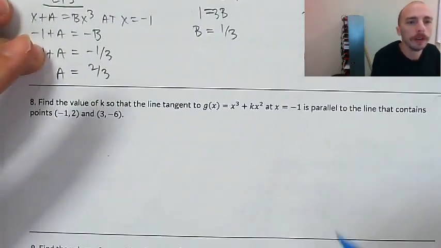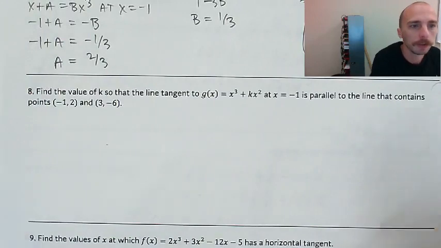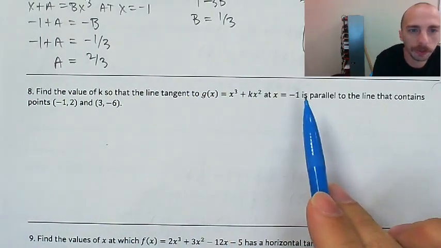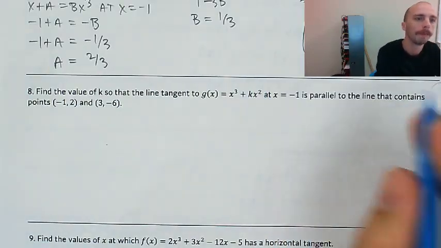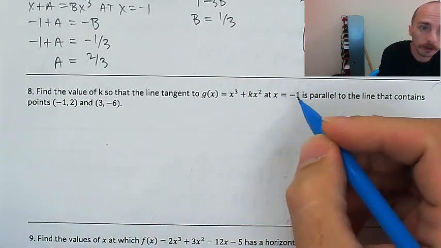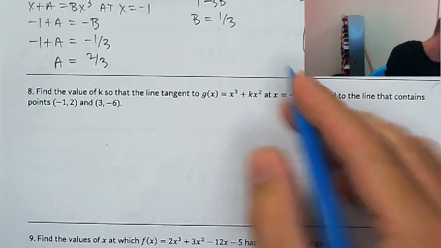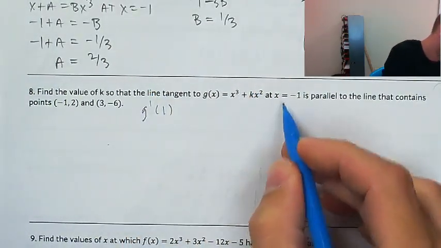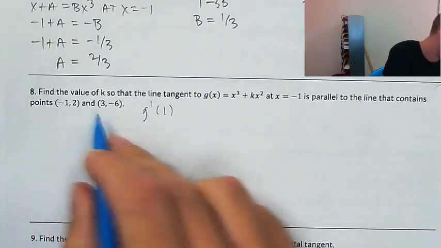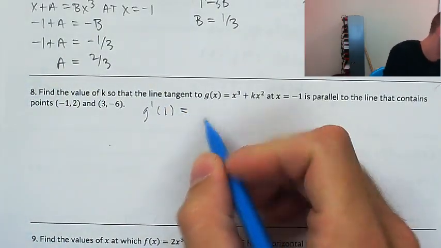All right, the next one is going to be: find the value of k so that the tangent line to g at x equals negative 1 is parallel to the line that contains these 2 points. Okay, so the slope of the tangent line to g at x equals negative 1, that's g prime of 1. And the slope of the tangent line is going to be the same as the slope of the line that goes through these points, so if it's the same, it's going to be equal.